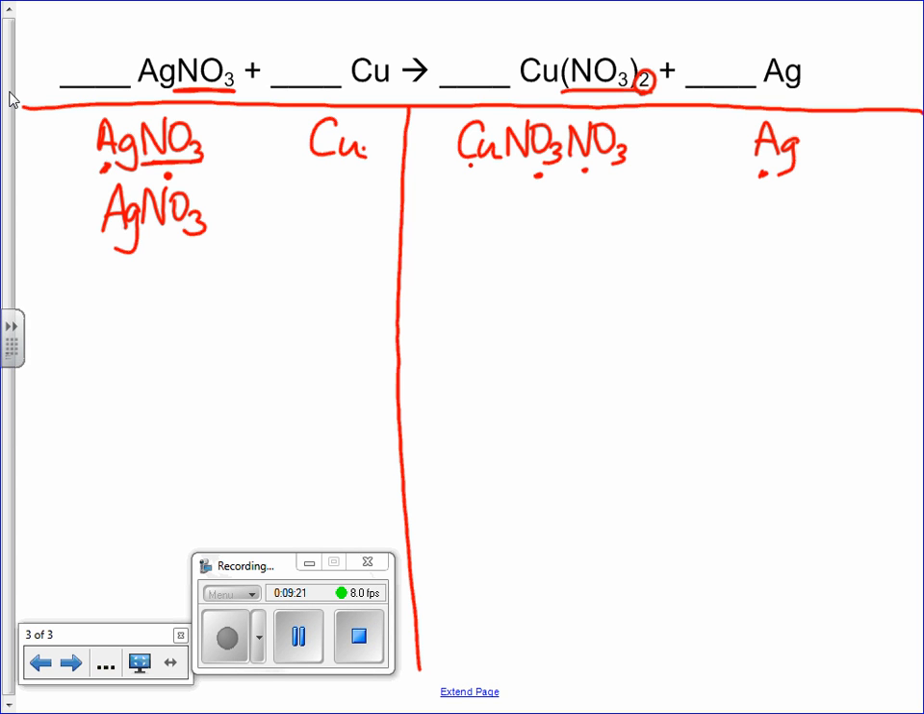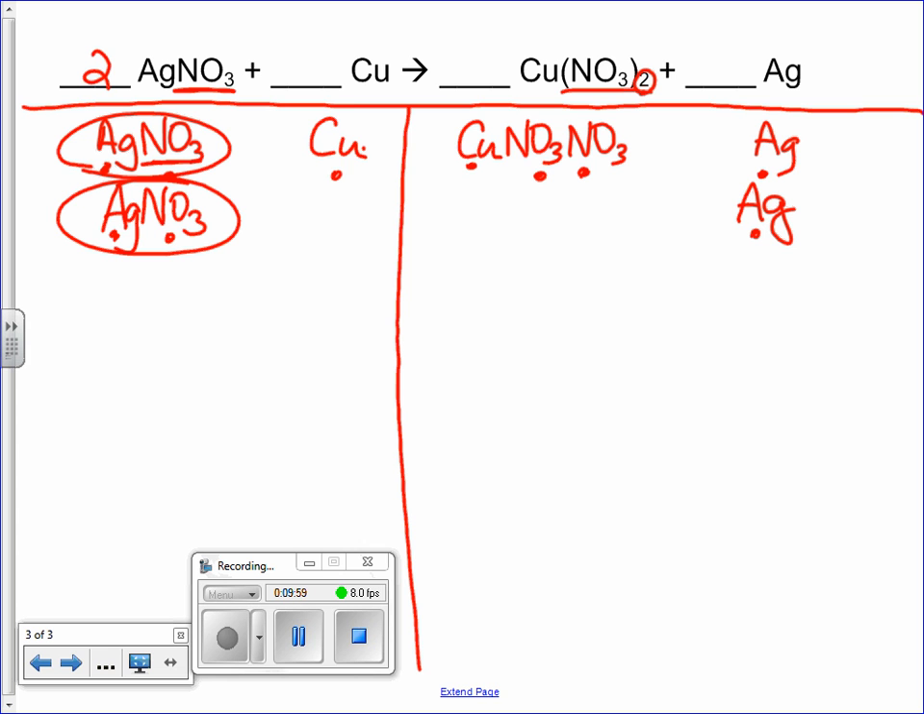I have 1 copper. Now I'm going to recheck because when I added the nitrate here, I also added another silver. So now I have 2 silvers, and I only have 1 over here. So I'm going to add another one. So I have 1, 2, 1, 2. So those are equal now. I have 2 nitrates, 1, 2 nitrates, 1 copper, 1 copper. So I'm done. So now how many lines do I have?